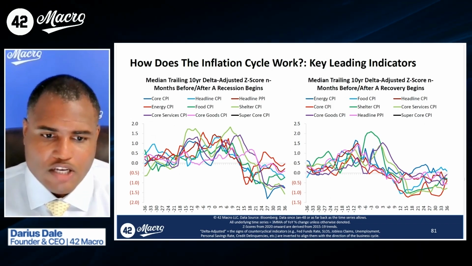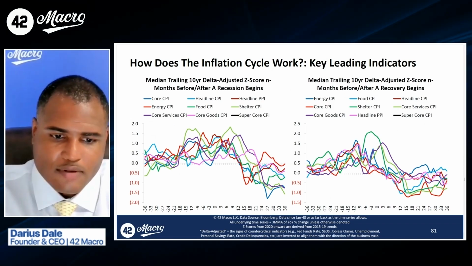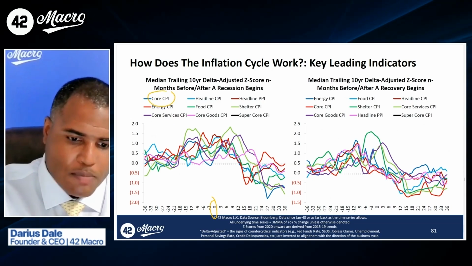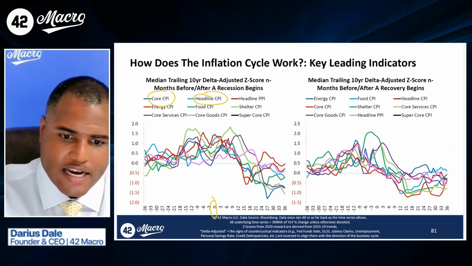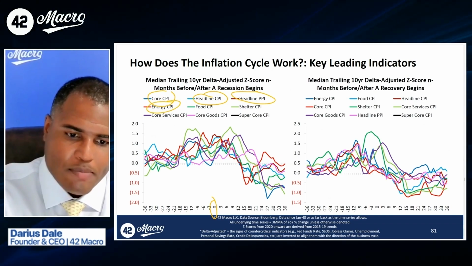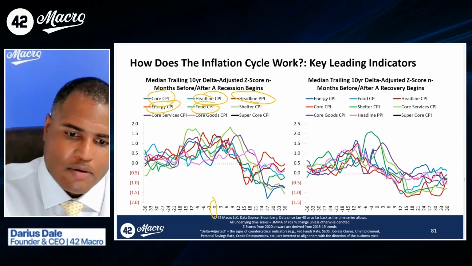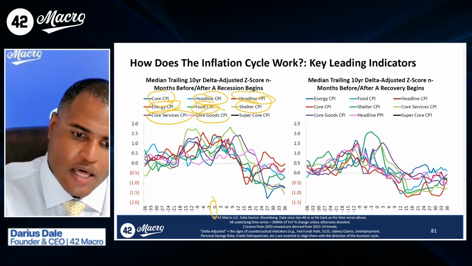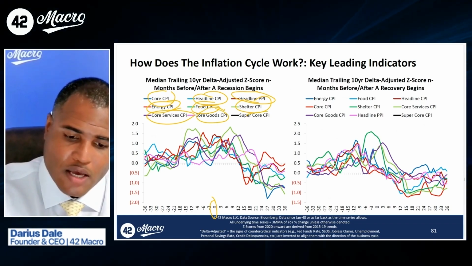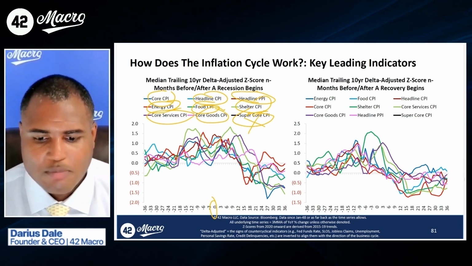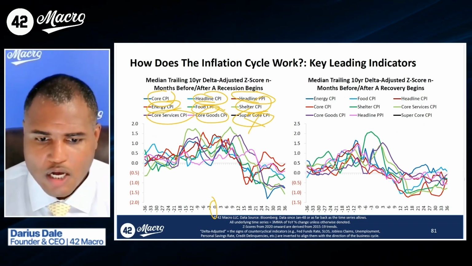So getting into the inflation cycle, all the different indications of the inflation cycle, looking at a business cycle downturn, first, core CPI breaks down kind of right alongside headline CPI, right alongside headline PPI. And then you have energy CPI breaks down, then food CPI breaks down, then shelter CPI breaks down, then core services CPI breaks down, then core goods CPI breaks down, and then super core CPI. There's not enough time series in that time series to actually perform the full analysis. So it's omitted from the chart.